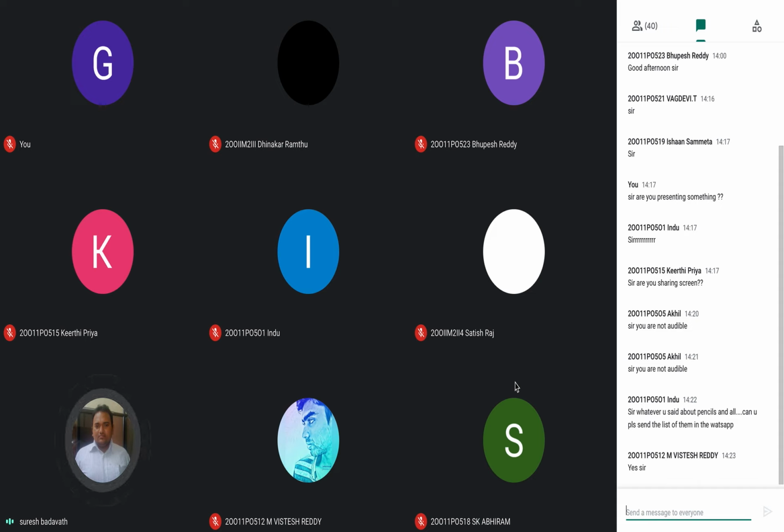Drawing sheets can be used in different sizes: A0, A1, A2, A3, A4. This is the size, the dimension. The most preferable, recommended size is A2. The A2 drawing sheet is recommended for use.